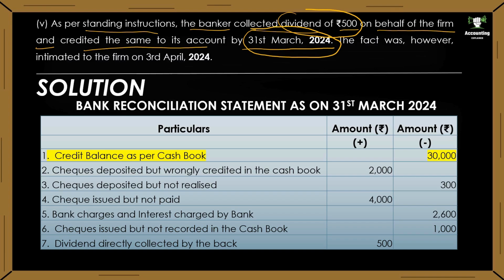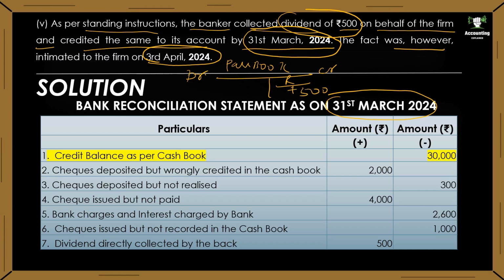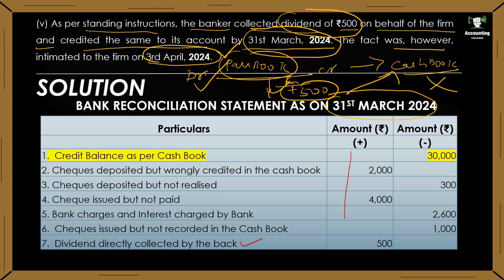But we, as a business, came to know about it only on 3rd April 2024, that is after 31st March 2024. So in the passbook, this 500 is written on the receipt side, plus 500, correctly. In the cash book, we have not made that entry because we got the intimation only on 3rd April 2024. We are going to find the passbook balance from the cash book. So if we add this 500 to the cash book balance, we will get the passbook balance, as this 500 is already recorded in the passbook. Now see point number 7 in the BRS: dividend directly collected by the bank, under the additions column, 500.